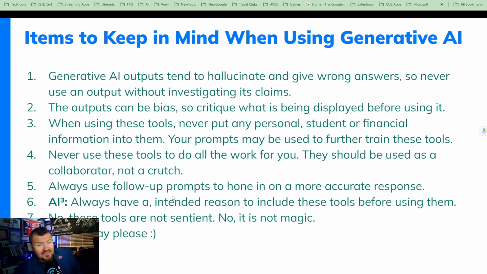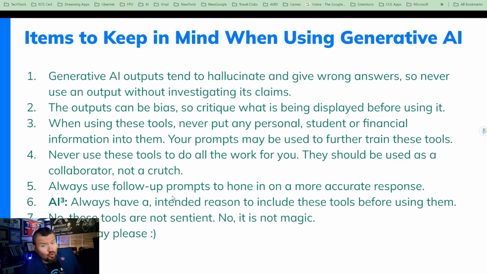And speaking of which, we talked about this as well, that outputs can be biased. So we need to critique what is being outputted, being displayed, before we use it with our students. And we need to ensure our students are doing the same thing.